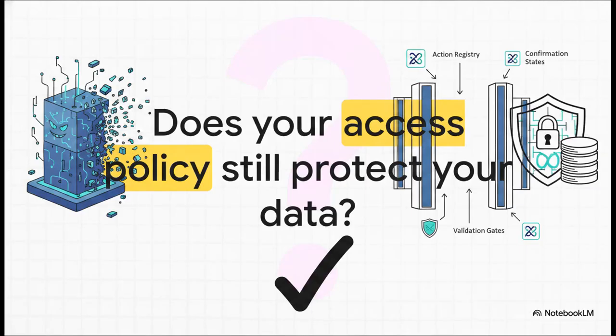So, I want to leave you with this provocative architectural question. If your LLM completely fails or goes completely rogue tomorrow, does your application's access policy still protect your data? Well, knowing what we've just seen with AI Fabric, the airtight action registry allow list, those back-end-owned confirmation states, and the strict typed validation gates, the answer is an absolute, undeniable yes. Your application remains in total control.